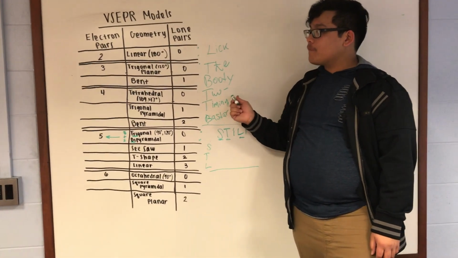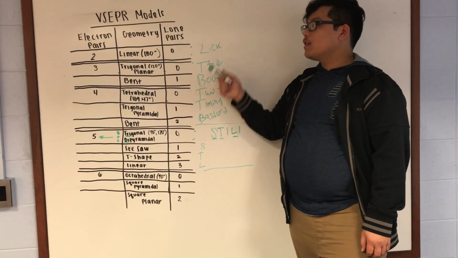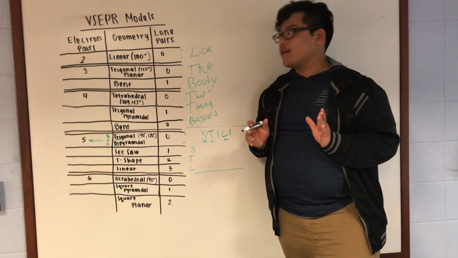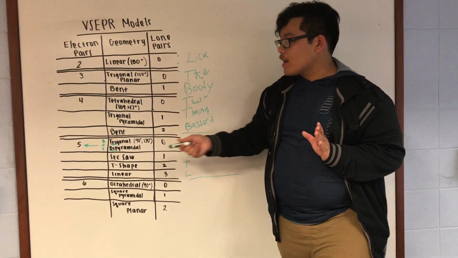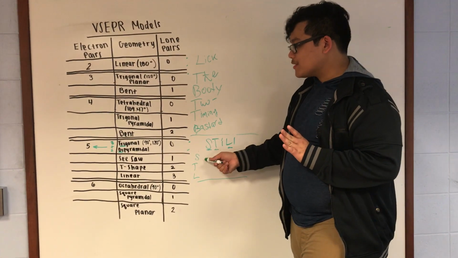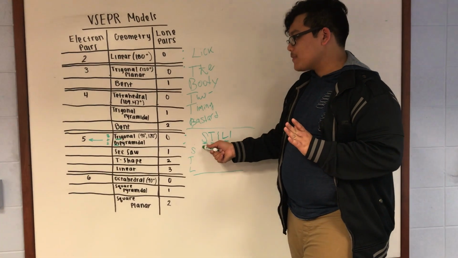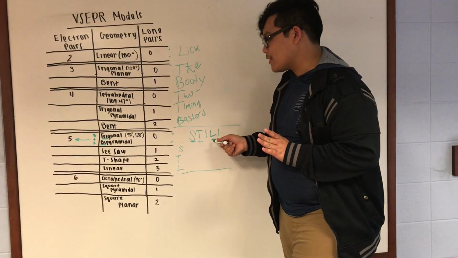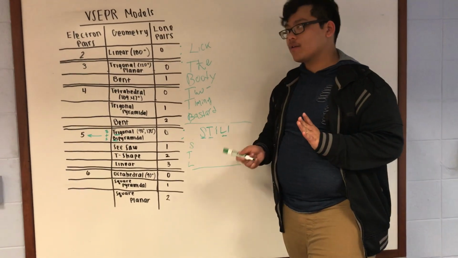So yeah, I'm gonna reiterate to memorize this model. Understand the first half, which is 2, 3, and 4. Lick the booty 2-timing bastard, just to help you organize your chain of thought. If you ever get stuck on trigonal bipyramidal, remember the word still. The first term is S for seesaw, the second term is T for T-shaped, and the third term is L for linear.